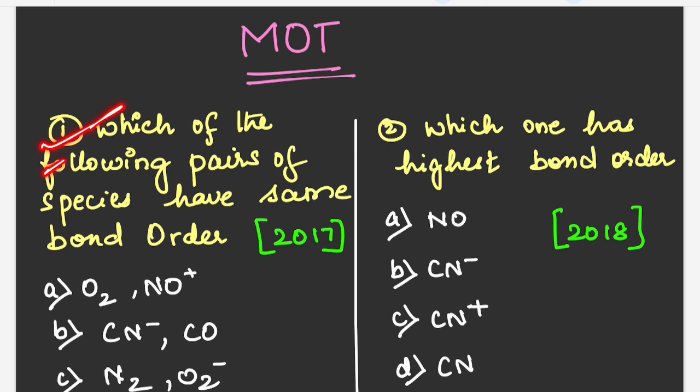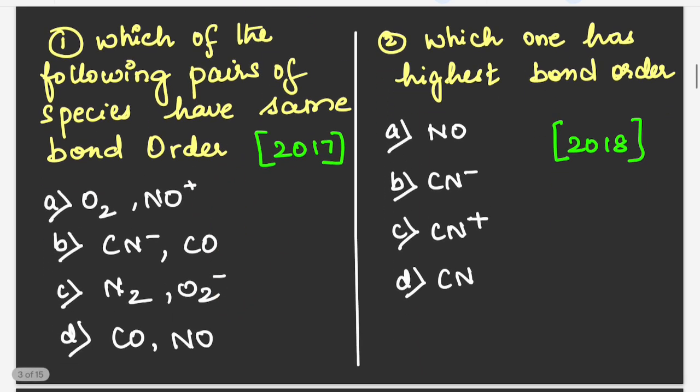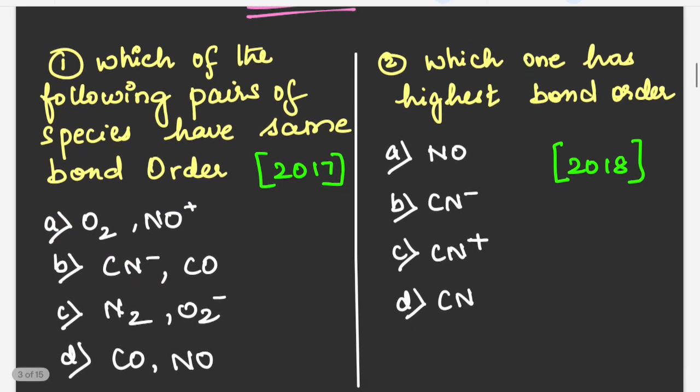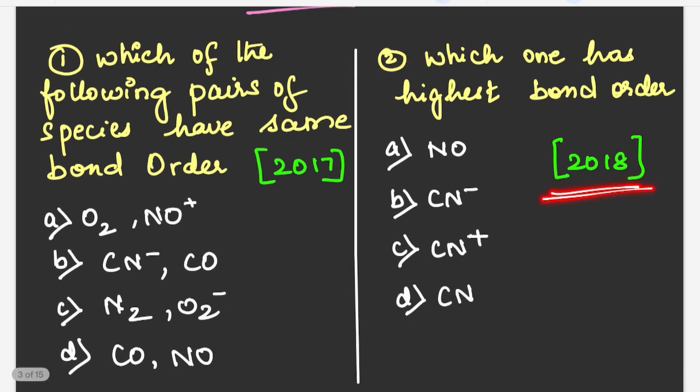You can see this is the first question, which I have taken from 2017. What is the question here? Which of the following pairs of species have the same bond order? Here you can see the species which are given, and you have to find which have the same bond order. The second question I have taken from the 2018 paper. The question is, which one has the highest bond order? Here some species are given, and you have to find which will have the highest bond order.